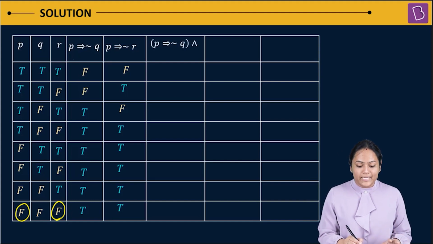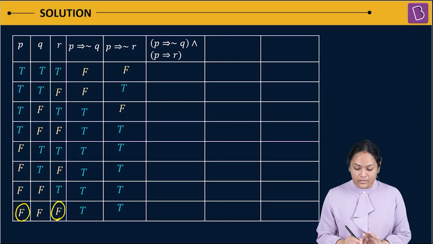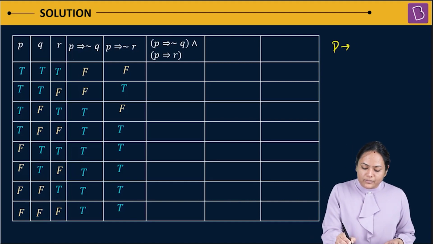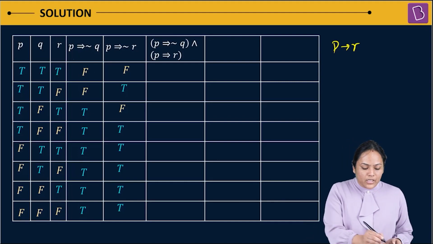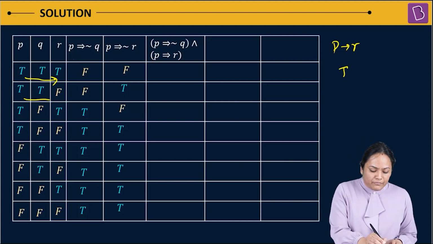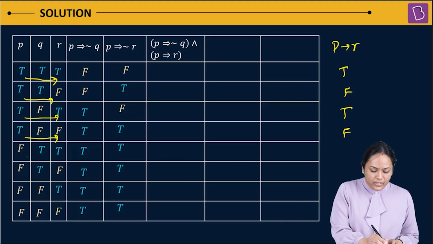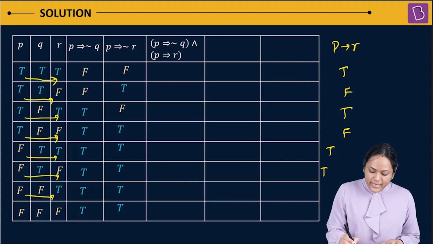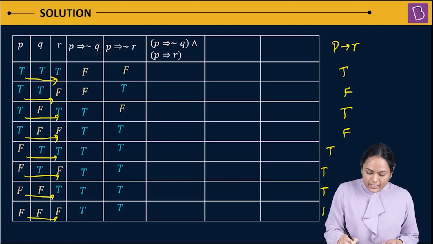Now I have to find P implies negation Q and P implies R. For that, quickly write down. Let's see what P implies R is. So when I have both as true, we know that true implies true is true. When I have true implies F, well, that is F. True implies true is true. True implies F is again F. F implies true is true. F implies F is again true. Then I have F implies true, again true. F implies F is again true.